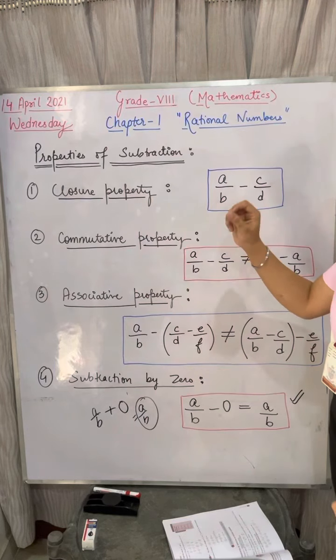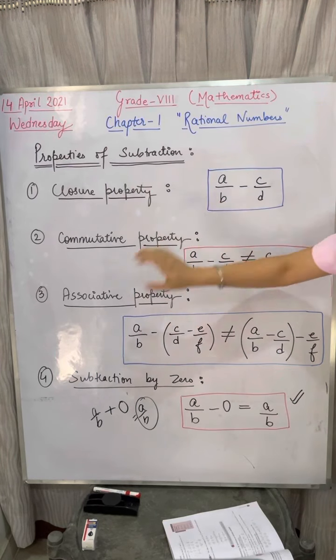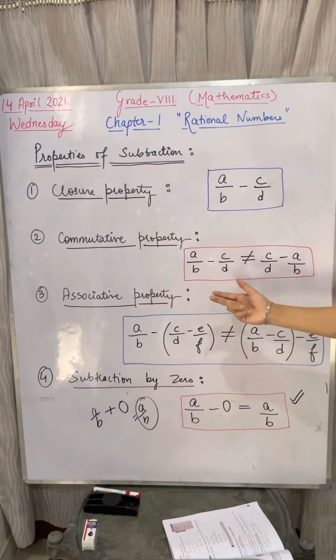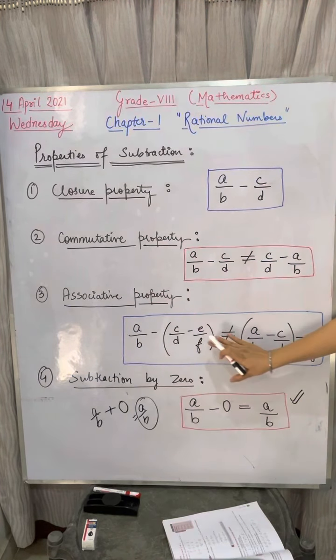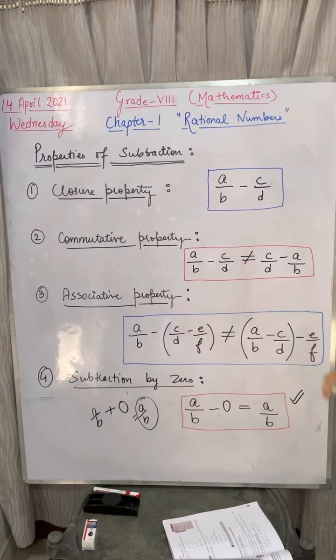The way we have discussed in the case of addition, associative property, it is similar with the subtraction case. Here you have to open the bracket and then you take out the answer.